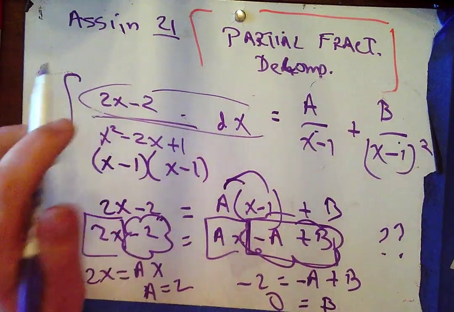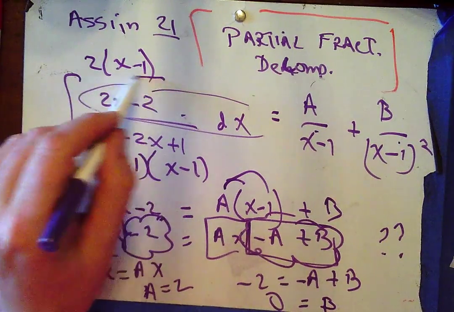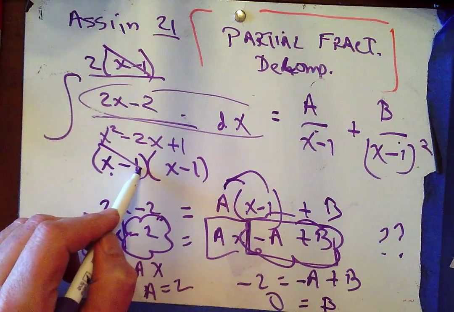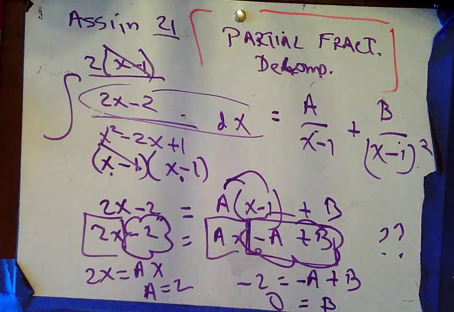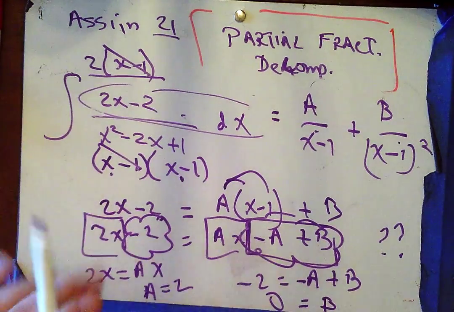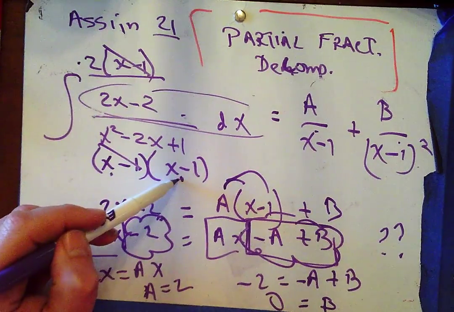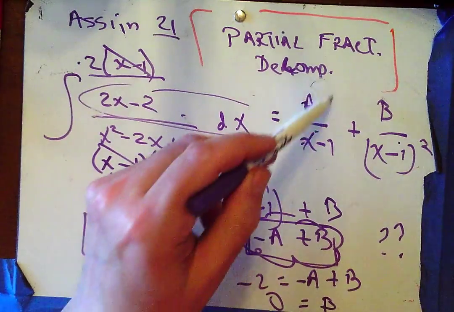Hey, did you think to factor in the top? Oh, and look what we had in the bottom. Oh, look, this thing simplifies, and it simplifies exactly to what? 2 over x minus 1. 2 over x minus 1.